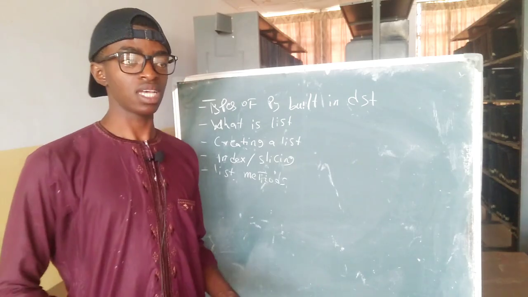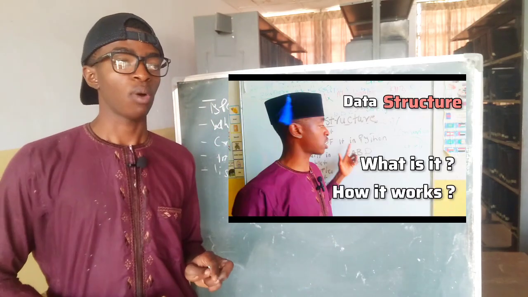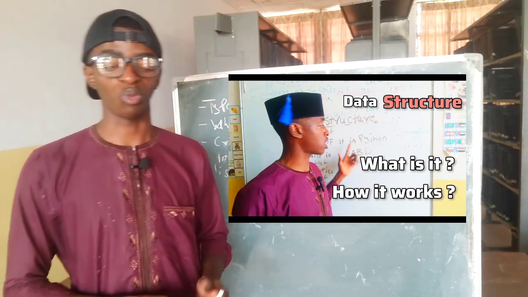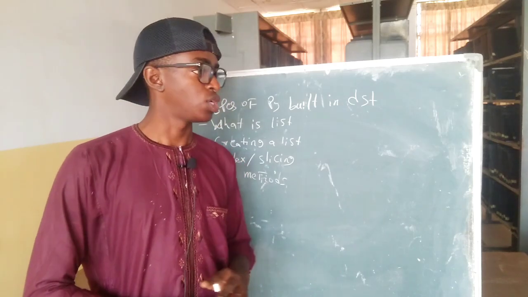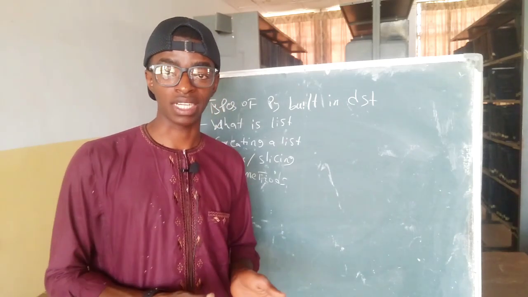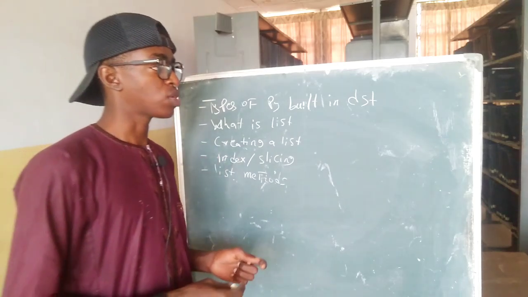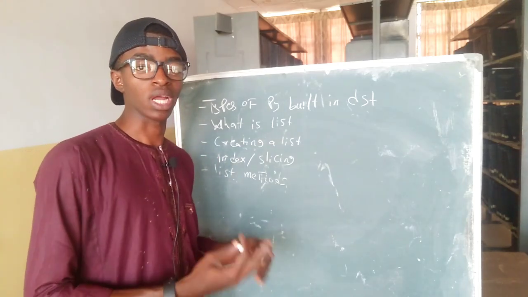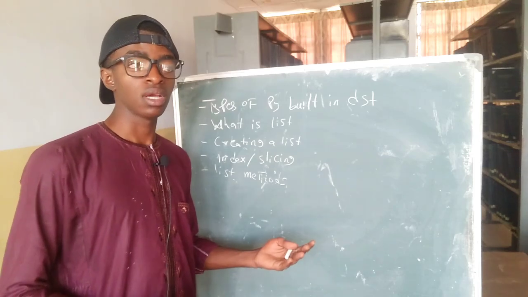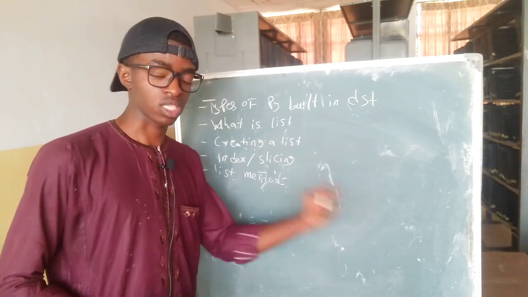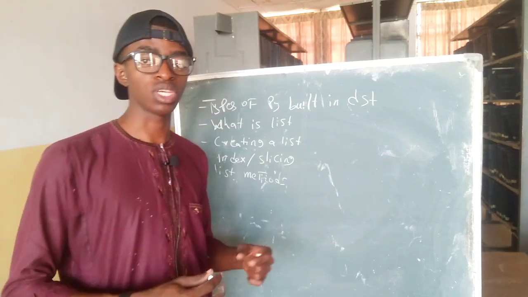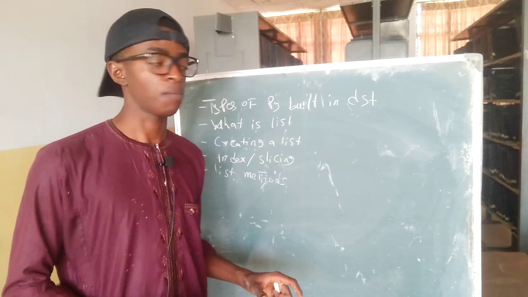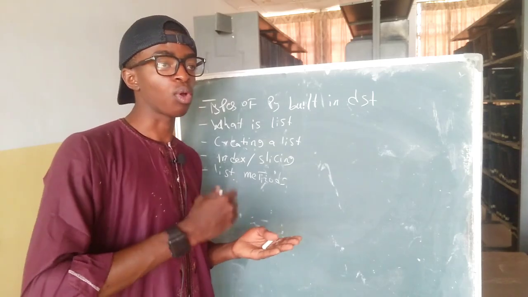So now, are we going to see what a list is? Like I said, if you watched my previous video, we talked about data structure. We said that data structure is just a way of organizing data. I gave you an example based on how Facebook organizes data to make it easy for the computer to search, access, and retrieve the data. How you organize the data makes it easy for the computer to access it. So we have different ways of organizing the data.